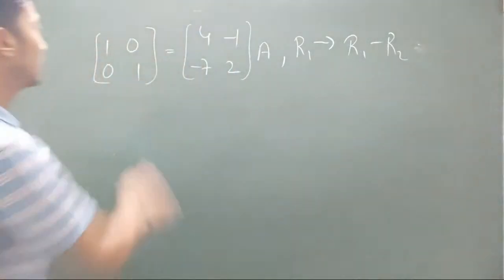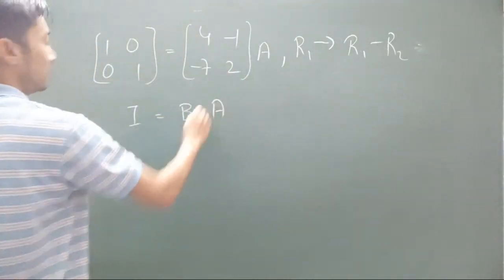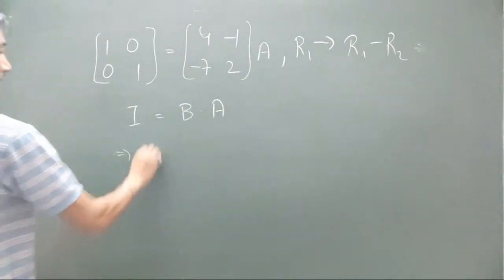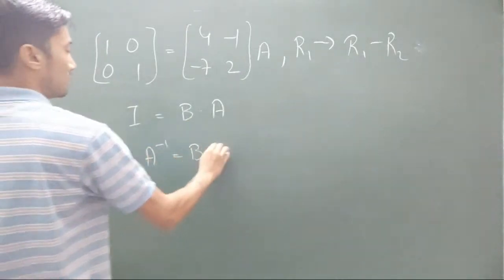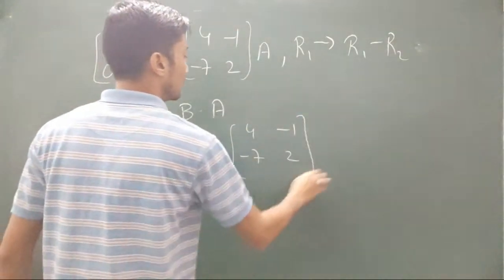So that's it. We have our final step here. So it's like A into B, I equal to B into A. So that implies A inverse is this matrix B, which is 4 minus 1 minus 7, 2.